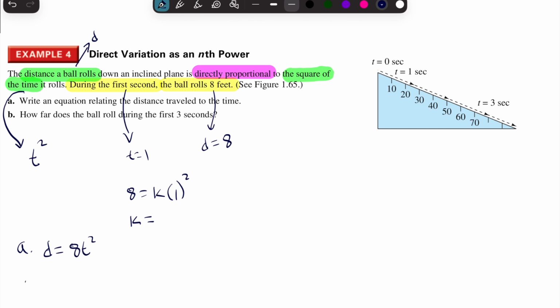And on this one, in part B, they take it one step further and they ask us to figure something out using that model. So how far does the ball roll during the first 3 seconds? So d equals 8 times 3 squared, 8 times 9, which is just 72. And then we just want to put context on there. So notice that our distance is given in feet. So this answer is 72 feet, which you can see right here.